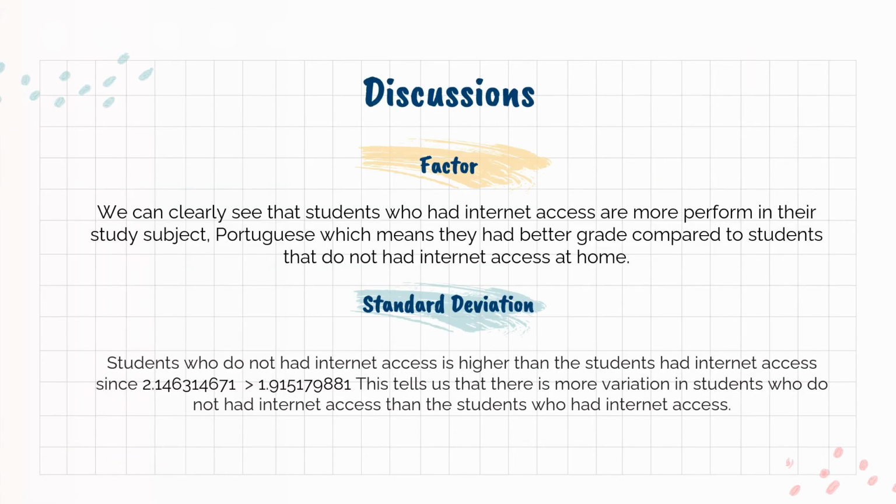According to the analysis, we can clearly see that students who had internet access perform better in their study subject, Portuguese, which means they had better grades compared to students that do not have internet access at home. For the standard deviation, students who do not have internet access is higher than the students who had internet access, since 2.1463, 14671 is more than 1.915179881. This tells us that there is more variation in students who do not have internet access than the students who had internet access.